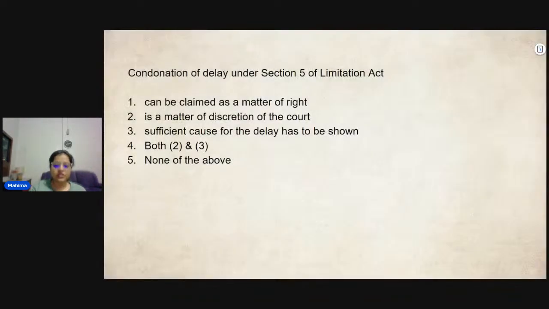Condonation of delay under Section 5 of the Limitation Act can be claimed as a matter of right, is a matter of discretion of the court, sufficient cause for the delay has to be shown, both 2 and 3, none of the above.